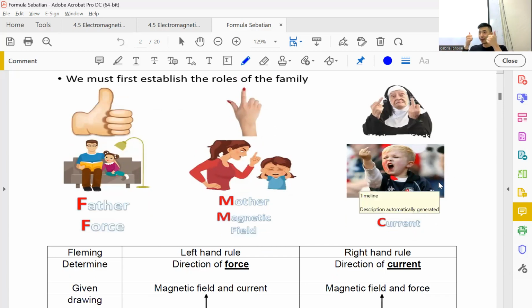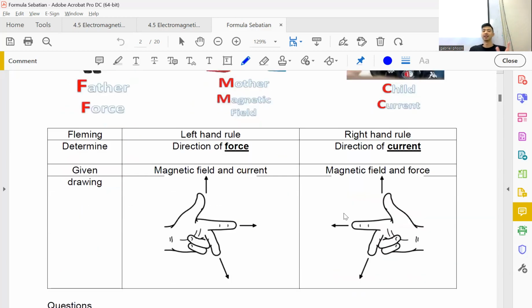But anyways, force, magnetic field, current. Same for both hands. Okay, so in what scenario do we use which hand? Listen up closely, okay? Anyone of you guys left-hand dominant? Okay, very good. Most of you guys are right-handed, right?